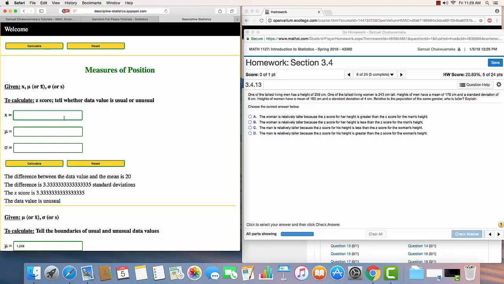For the man, the height is 259. The mean of the heights of men is 178. So he's very tall. The standard deviation is 8. Okay. So the z-score is 10.125. That is for the man. So you can write it on your paper, 10.125.